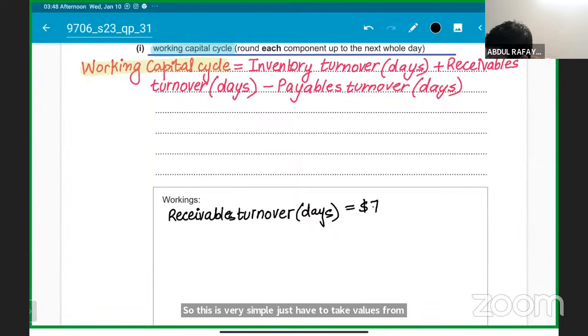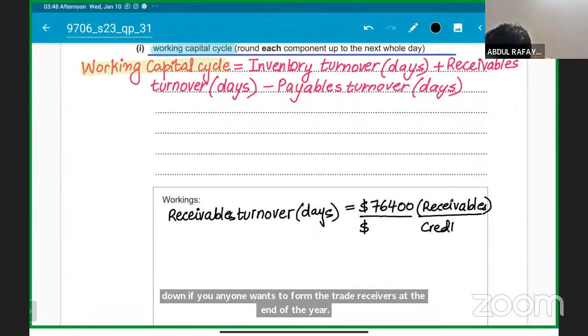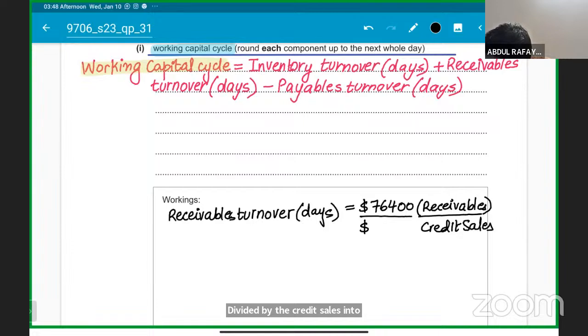We'll do it quickly. If anyone wants to know the formula, it's receivables over the credit sales. Let me write it down. Trade receivables at the end of the year divided by the credit sales, multiplied by 365 to get the answer in number of days. Okay, everyone getting it clear?